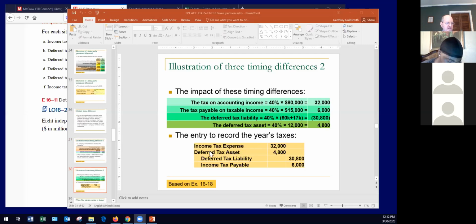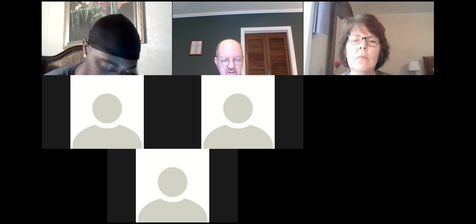So the entry to record this would be a debit to income tax expense of 32,000. That's the tax expense that they're eventually going to have to pay on this year's accounting income. Income tax payable is credited for 6,000 because that's the tax that's actually due for this year. Then they record a deferred tax liability for the two accounts of 30,800 and separately record a deferred tax asset of $4,800. It seemed to me that you ought to be able to net the two against each other, but you can't. So questions or comments on that?